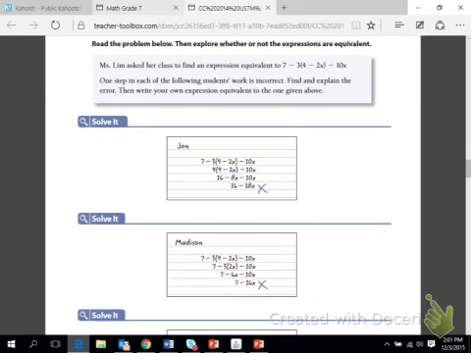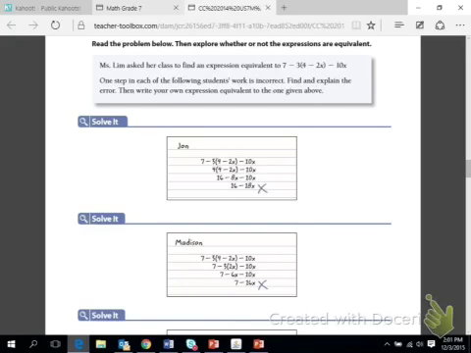We now want to read the problem below and then explore whether or not the expressions are equivalent. We say that Miss Lim asked her class to find an expression equivalent to 7 minus 3 times 4 minus 2x minus 10x. One step in each of the following students' work is incorrect. Find and explain the error, then write your own expression equivalent to the one given above.